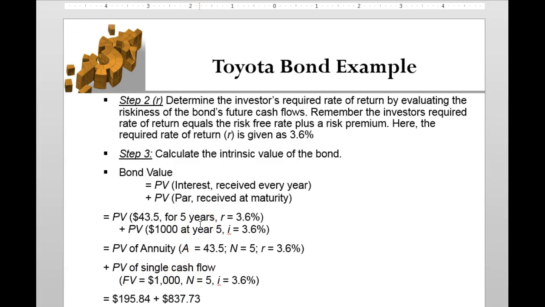If you find the factors and multiply this out, you're going to find that the actual interest payments are worth $195.84, and the single payment of $1,000 is worth $837.73. Add those together, and you have the present value of the bond.